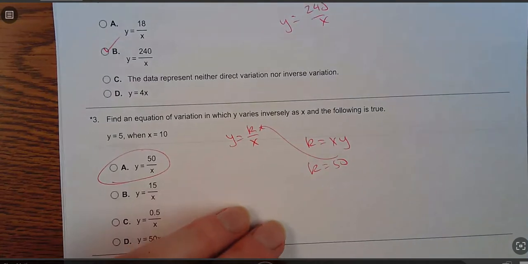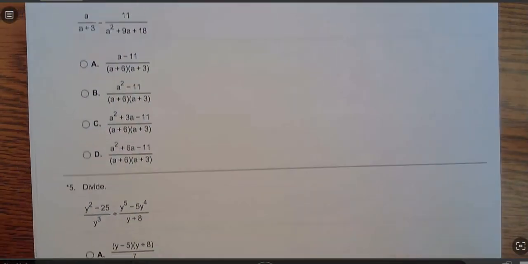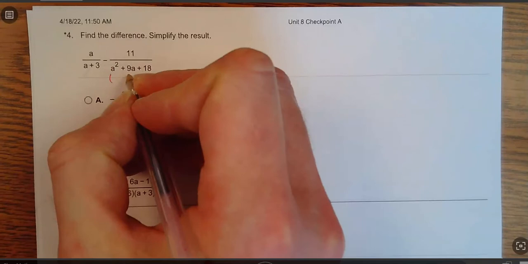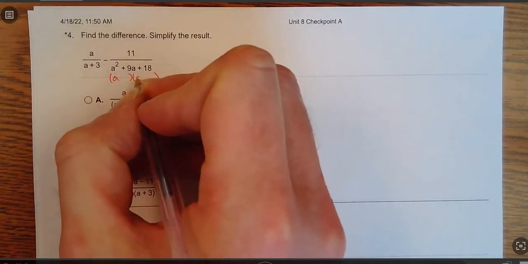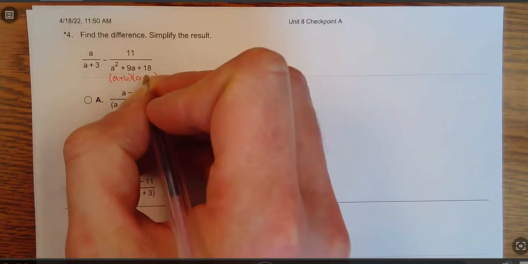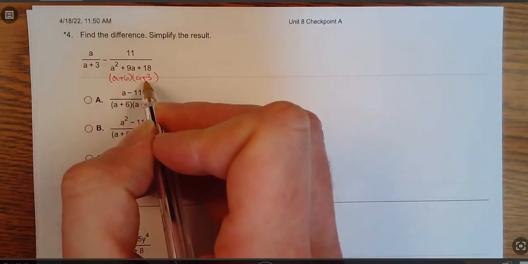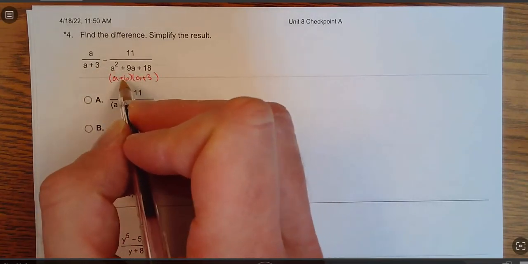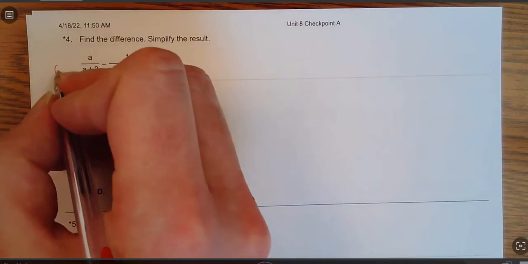Okay, let's go to number 4. I'm subtracting, so first off, I need to factor this bottom here. So two numbers that multiply to give me 18 and add to give me 9. That would be 6 and 3. If you're having trouble, just think this is probably one of them. So that's kind of a hint. So the least common denominator here would be a plus 6, a plus 3. This has the a plus 3, it needs an a plus 6.